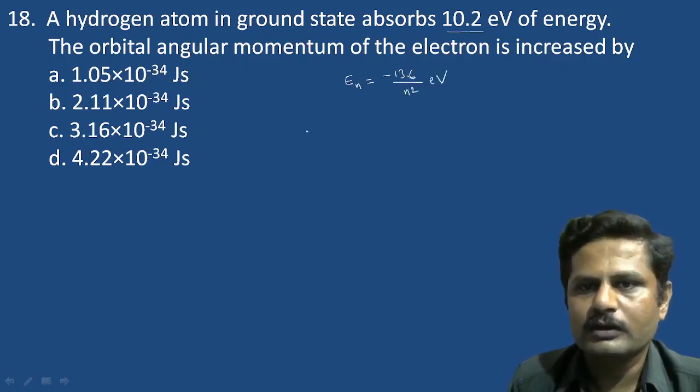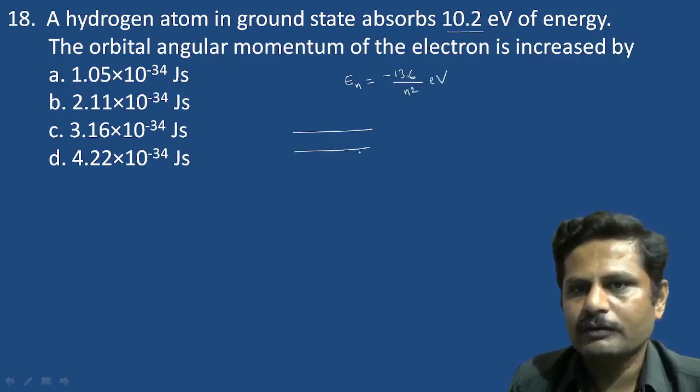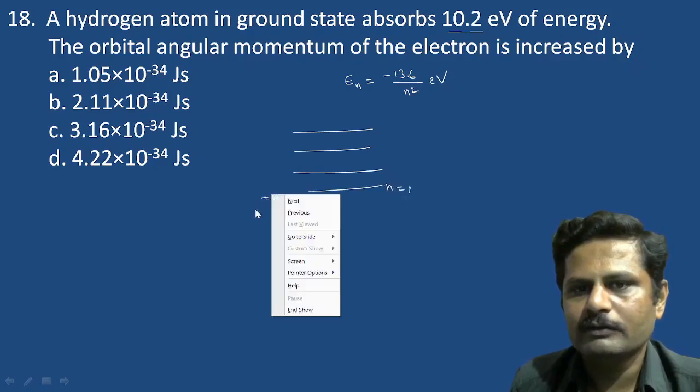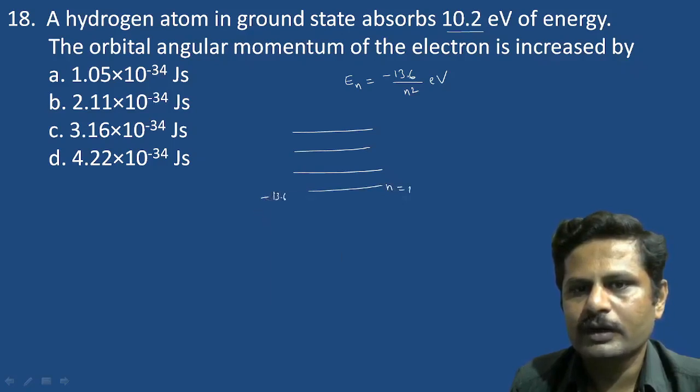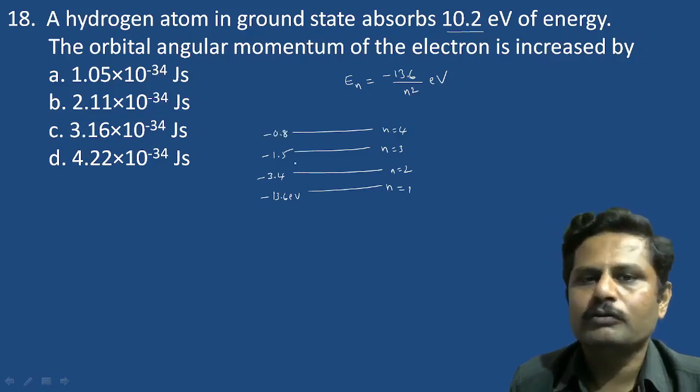So as we have seen from the energy level diagram, if n equals 1, then the energy will be minus 13.6 electron volt, and if n equals 2, then it is minus 3.4 electron volt, and if n equals 3, then it is minus 1.5. If n equals 4, it is equal to minus 0.85 or so. So we will get like this.